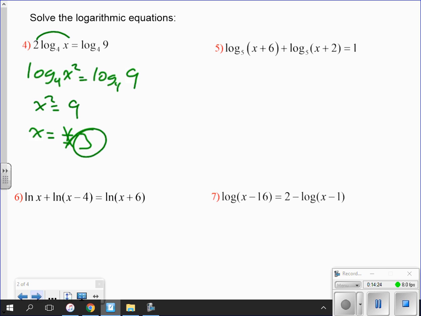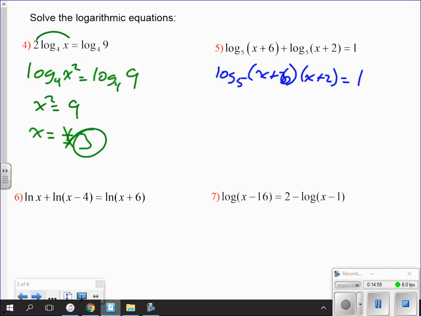Next one's a little more complicated. I have logarithms, but I have something else. This doesn't work. I can't do what I just did. I can't get log equal to log. What I do need to do, though, is combine them into one logarithm on one side. So addition means that I have log base 5 of x plus 6 times x plus 2 is equal to 1.